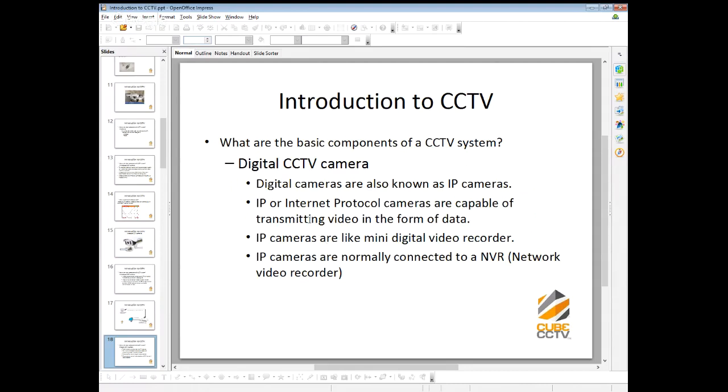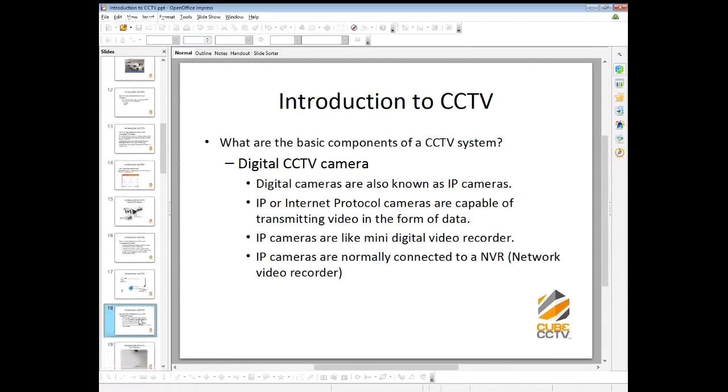IP cameras or digital cameras are more like a mini digital recorder. Some of them also have an inbuilt SD card, so you could record video footage. IP cameras are normally connected to an NVR, or a server, or they can work on their own as well.